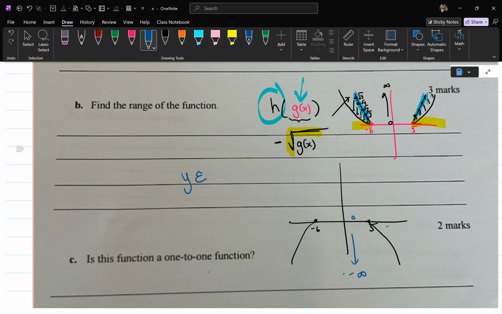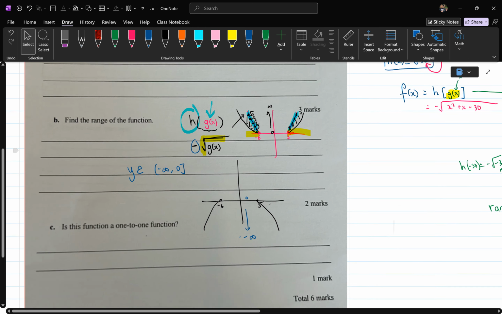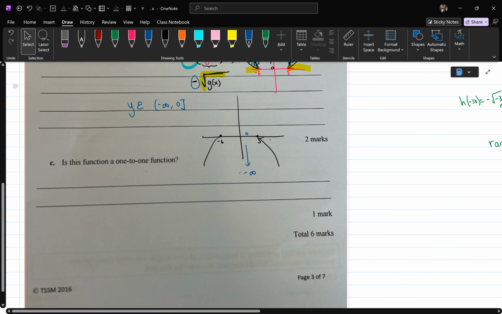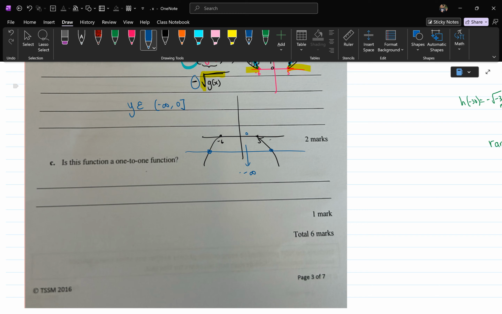So I know the range must be from negative infinity to 0, just simply because of that reflection. Does that make sense? Okay, and then is this a one-to-one function? Well, clearly, just even looking at this, we can tell it's not. A horizontal line test will prove that that wouldn't be true.